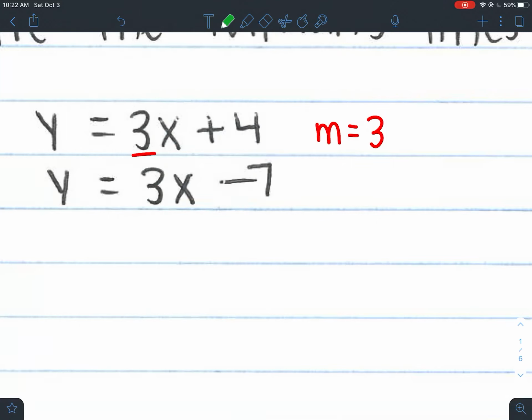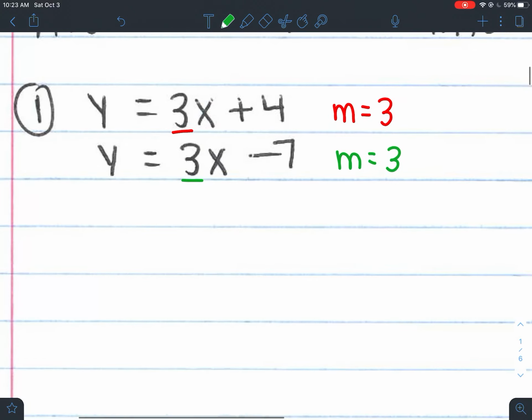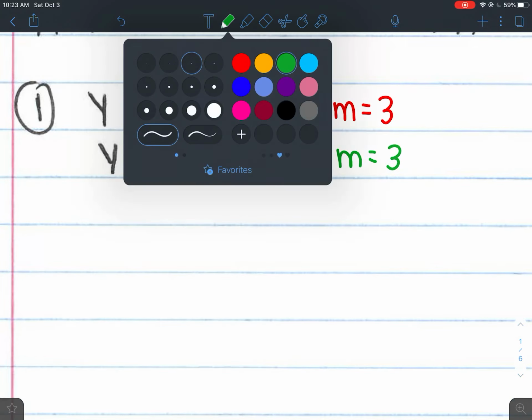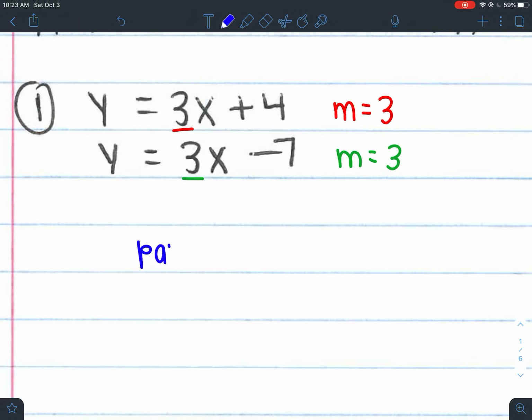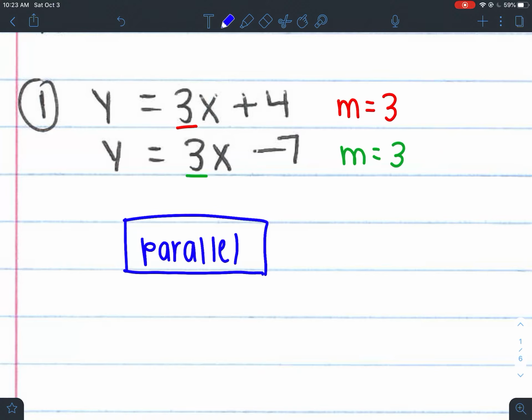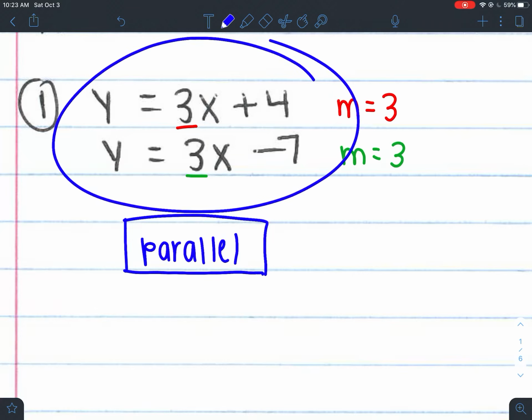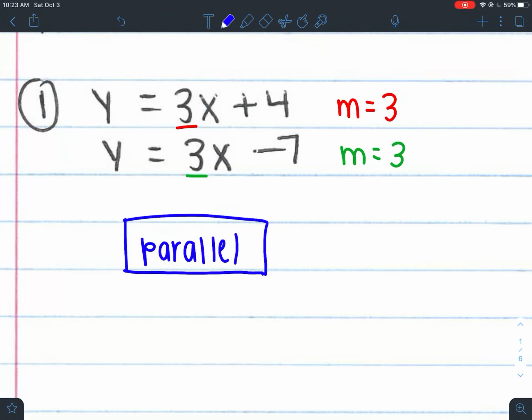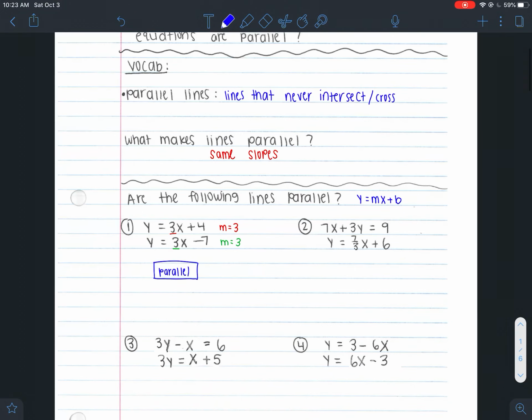Well, for the next equation, we have y equals 3x minus 7. I also already know the slope because it's in slope intercept form, y equals mx plus b. Y is by itself. So my slope here is also 3. So are these slopes exactly the same? They are. So that means that these are going to be parallel. They are indeed parallel because they're exactly the same. If they have the exact same slope, they're going to be parallel to each other, which means if I were to graph both of these equations on a graph, they would never intersect each other.